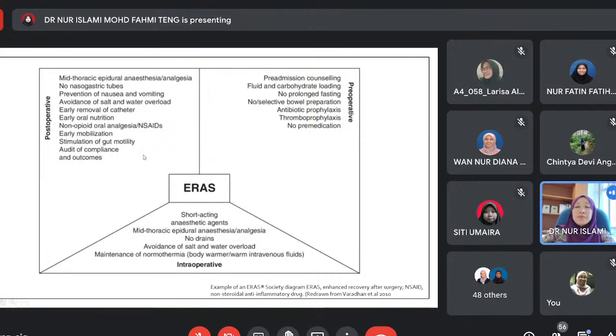And then the post-operative, apa yang terlibat kat kita ni, actually they suggest on no nasogastric tubes. So no nasogastric tubes. So kalau boleh kita tak ada dia pergi enteral feeding lah, we want them to start oral intake. So few hours after the surgery, bila patient dah sedar, they can start eating.